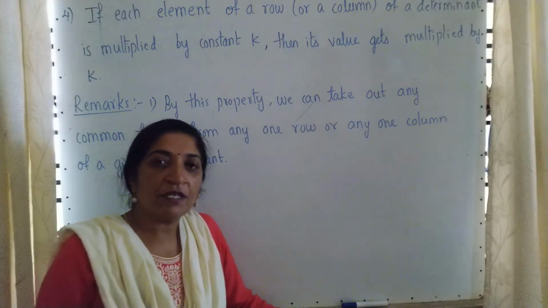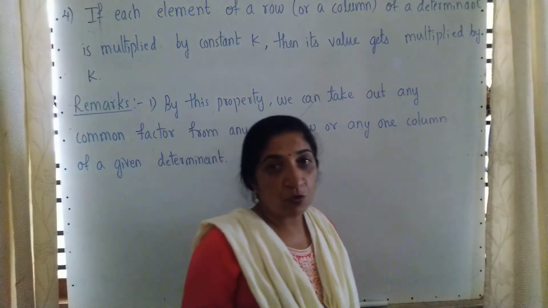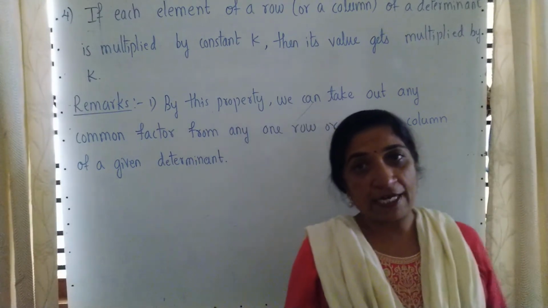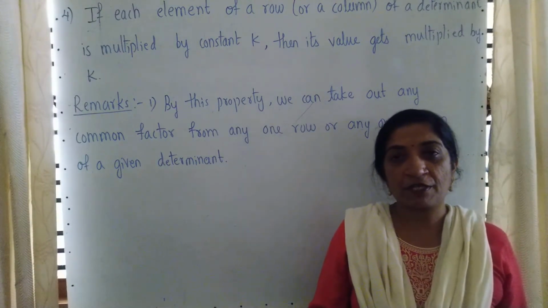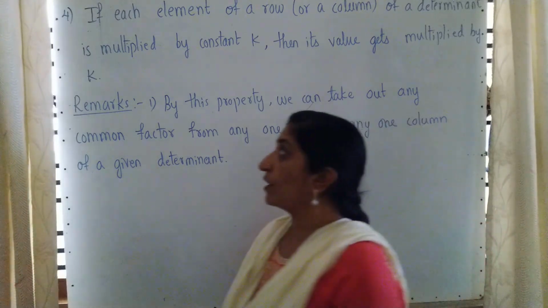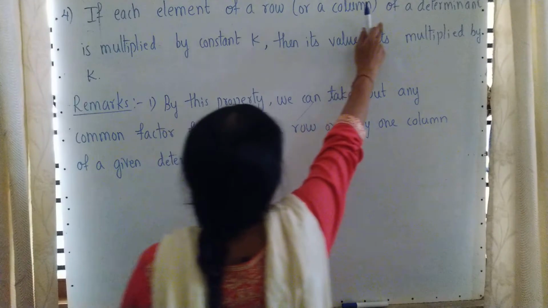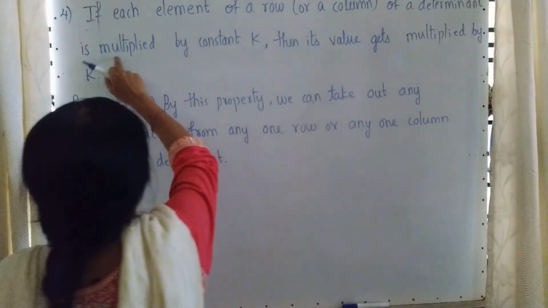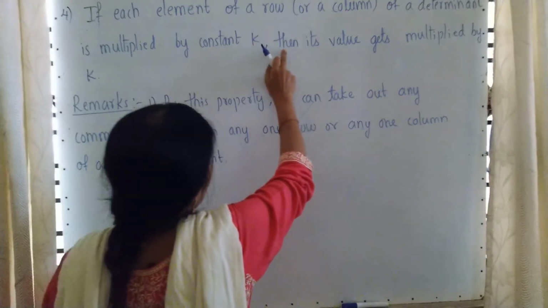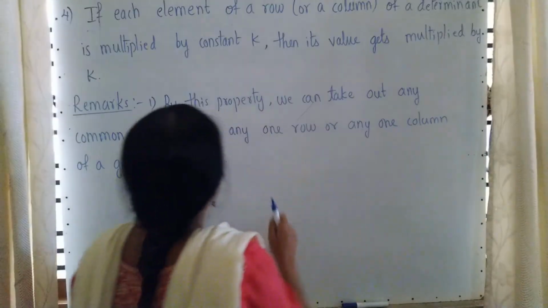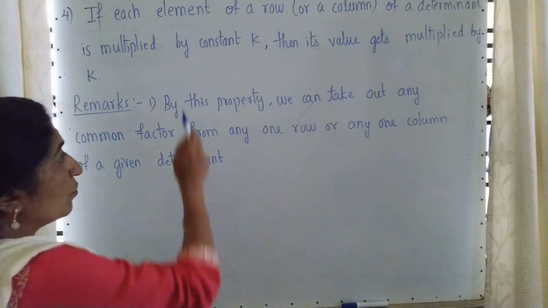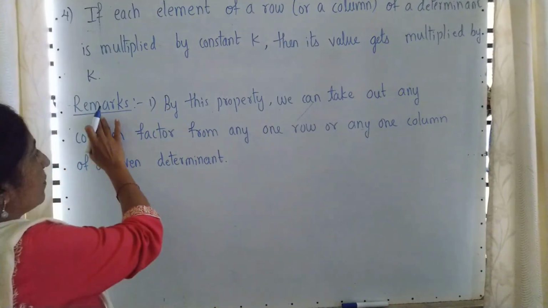And the third one, in a determinant, if any two rows or two columns are identical, then the value of the determinant will be 0. The fourth one is, if each element of a row or a column of a determinant is multiplied by a constant k, then its value gets multiplied by k. So depending on this I am giving you the remarks.